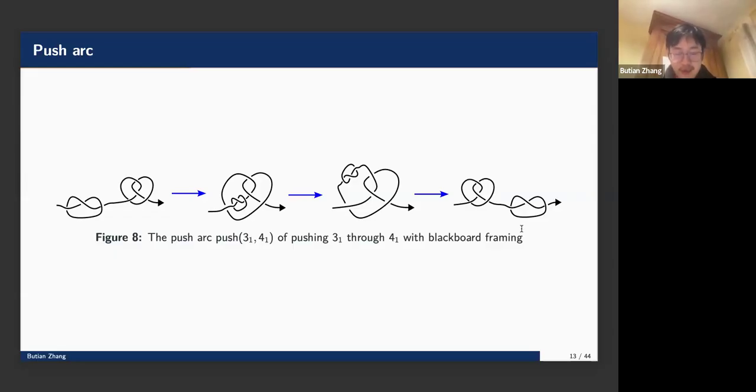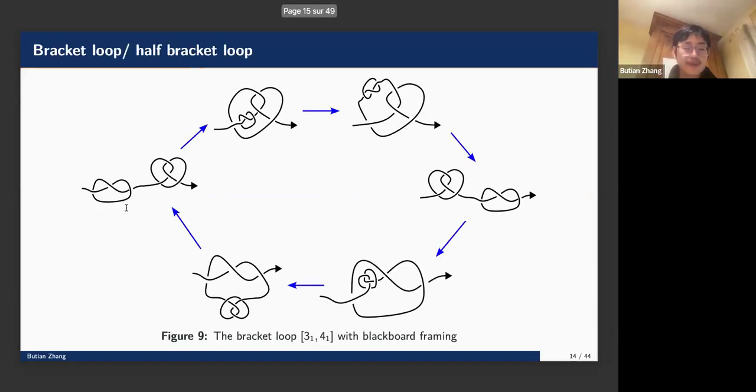And if we do this again, this time for the 4-1, the figure 8 knot, you imagine it as a very small bead and push it along the trefoil, and we will come back, and this will form a loop. What we call a bracket loop, composed of two push arcs. And this loop exists for connected sums.